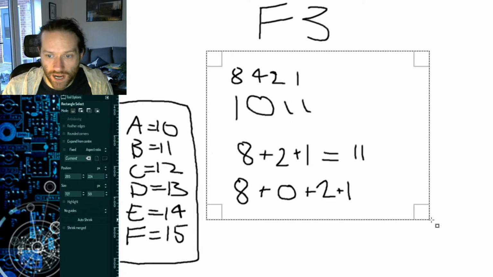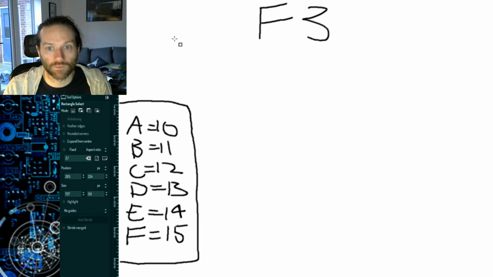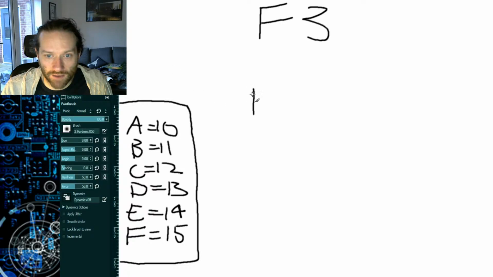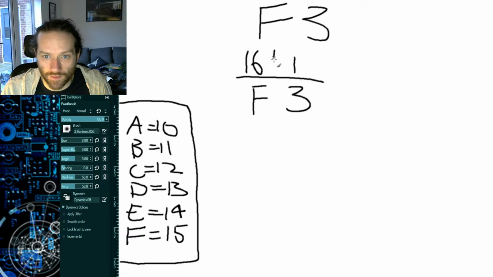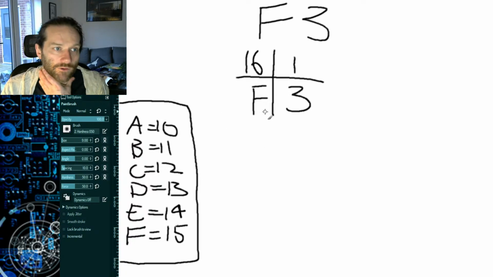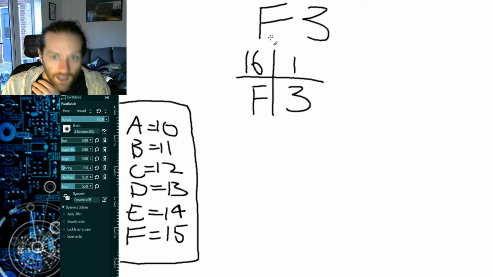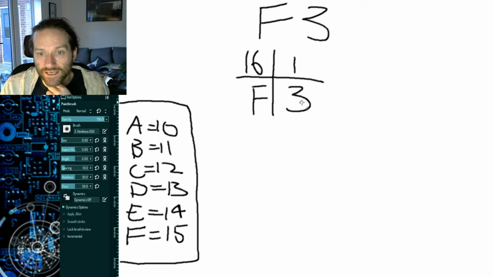Let me just erase that stuff. So we have our F3. If we were to write that out in little columns, we have F here, we have 3 here. The magic number here is 16. The magic number here is 1. That's no different to the way that we did our binary conversion there. You've just got to remember it's 16. We're doing this multiplied by this plus this multiplied by this. Anything on the bottom, you multiply by the number on the top.